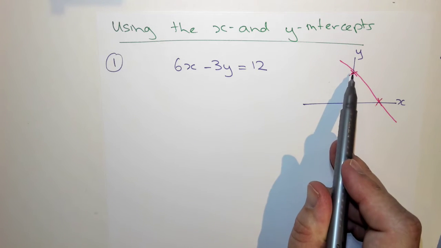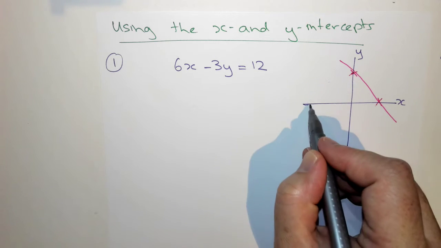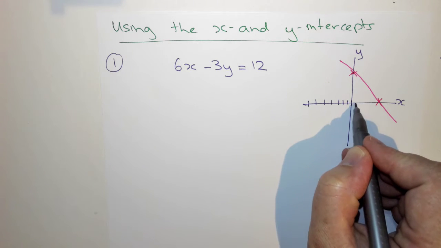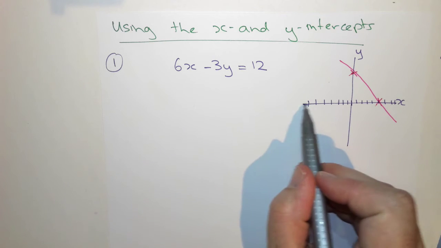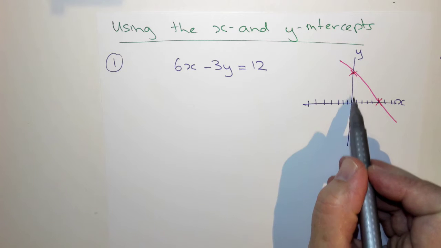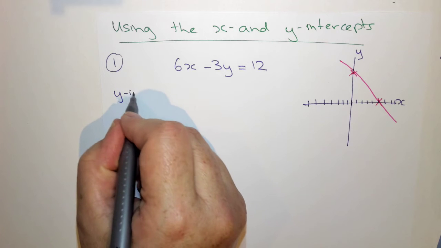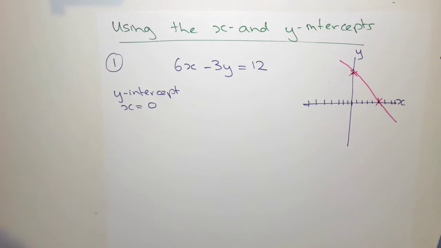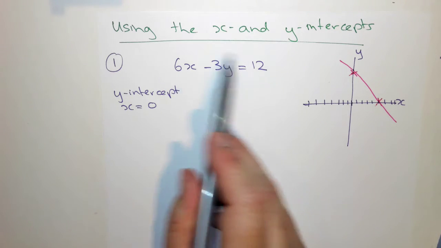If I'm trying to find a y-intercept, then think about our x-axis. Negative values, getting closer and closer to zero, and now we're going positive values of x. So in terms of our x values, when x is equal to 0, that's what our y-intercept is going to be. So our y-intercept occurs when x is equal to 0. So I'm going to take that x equals 0 and substitute it into my equation here.